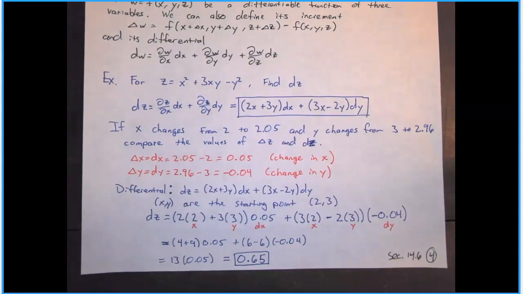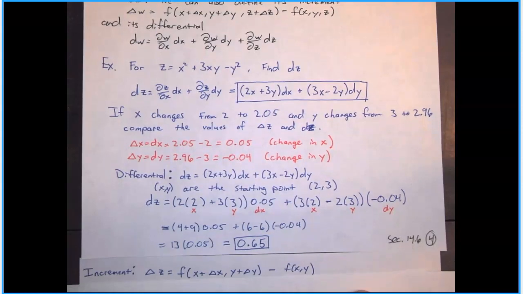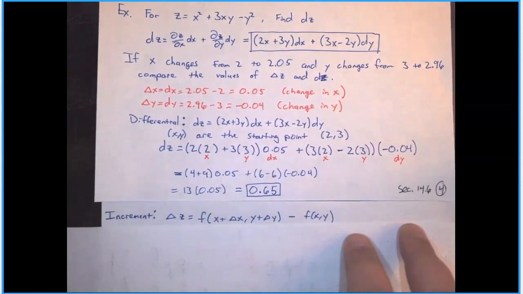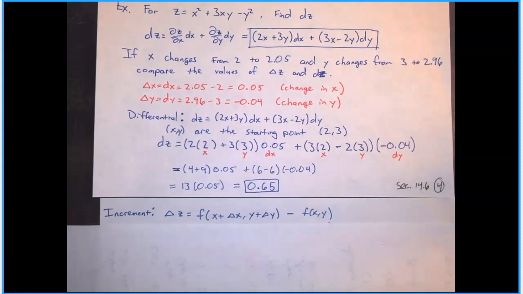Now moving on to the increment. This is going to involve a little bit more work, as you might imagine. The approximation is easier than the actual value. So let's see, scoot this up. So there's the definition of the increment: the function value at x plus delta x, y plus delta y, minus the function value at xy.